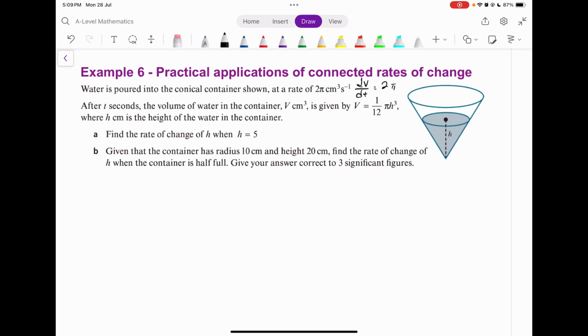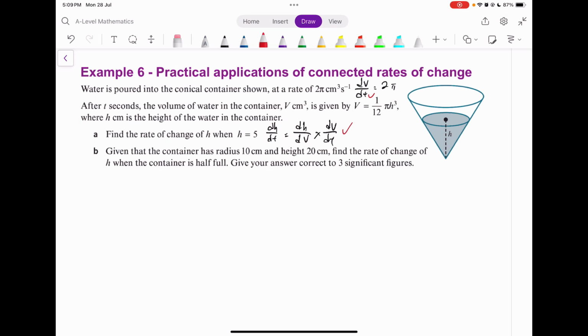Now this seems like it's a hard one, so we have to take it step by step. First of all, find the rate of change of h when h equals 5. So that is dh over dt. Of course, we don't have enough information, so let's put it into our chain rule form.